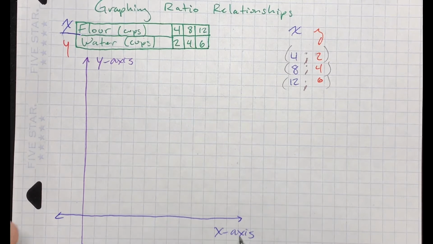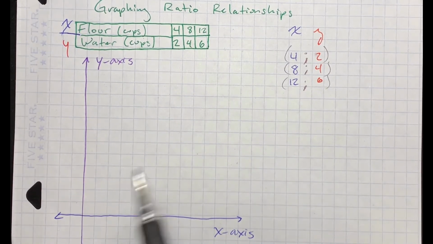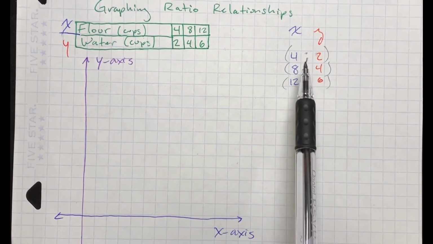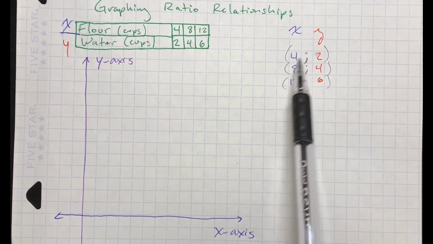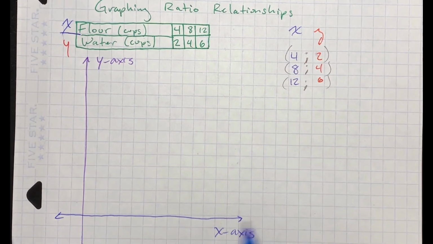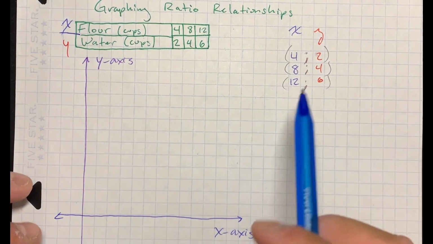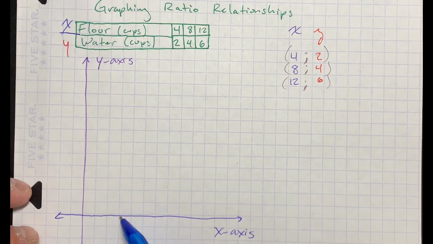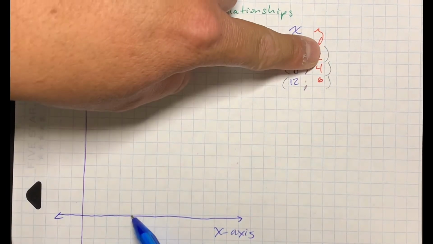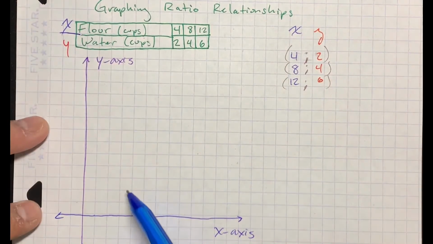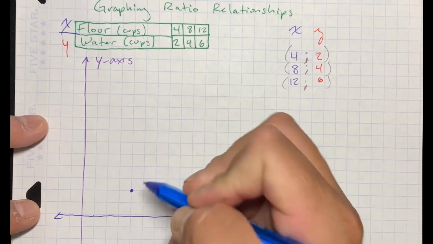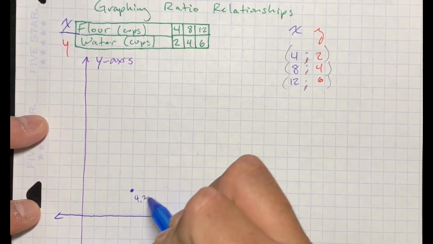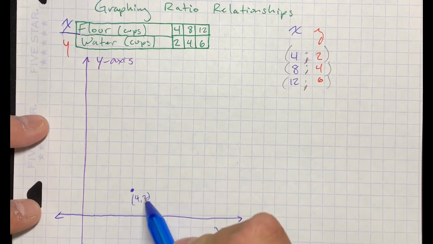Remember, the x-axis here is your horizontal number line. It goes left to right. Your y-axis is your vertical number line, up and down. So we're always going to start with the x-axis. All these coordinates are positive. So the first thing we're going to do is go to the right 4 times. So 1, 2, 3, 4. And then go up twice. 1, 2. So we're going to plot our point there. And this is going to be 4 and 2. 4 cups of flour to 2 cups of water.